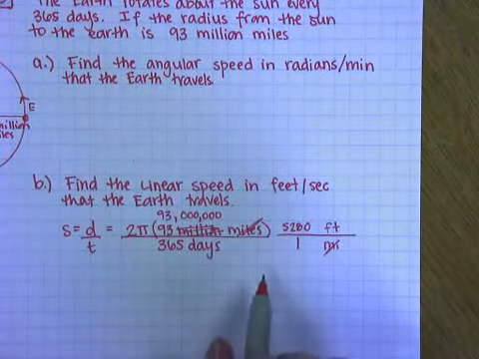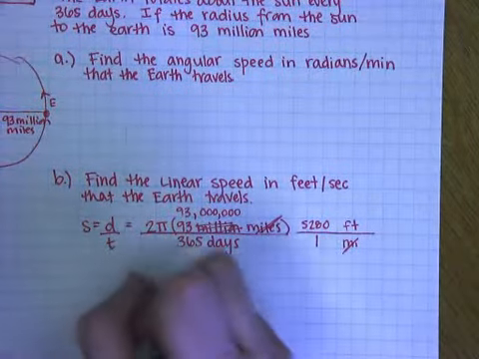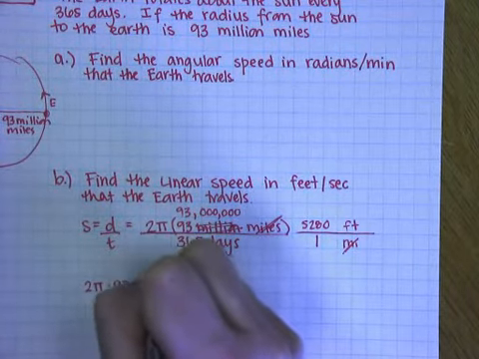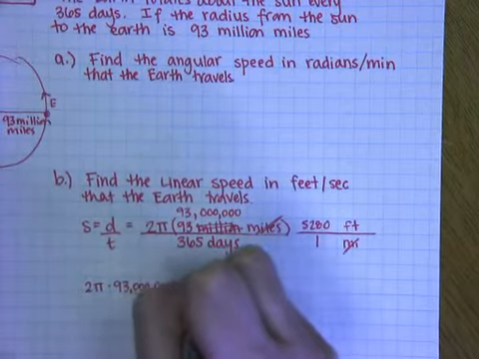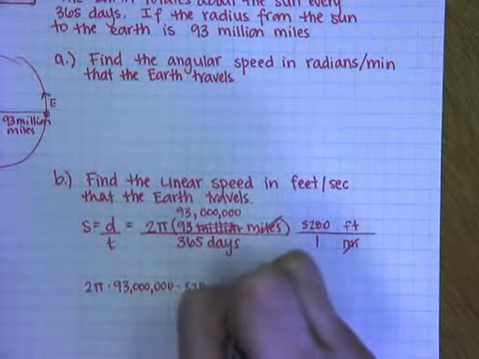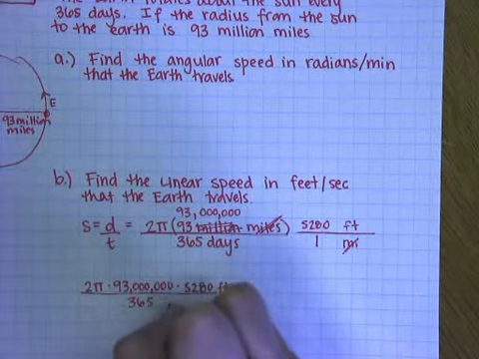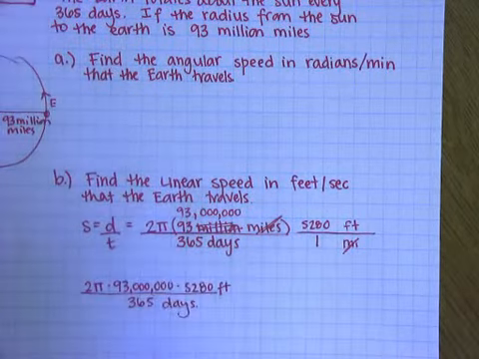So to get to seconds, let's see, I'm running out of space here. I'm going to go ahead and bring some of this work down. So I have 2 pi times 93 million times 5,280, and I'm in feet now. And this is over 365 days.